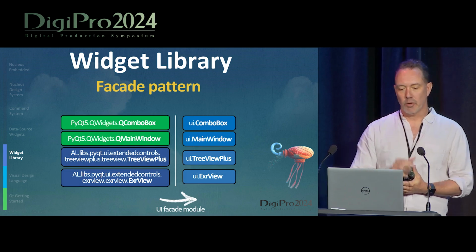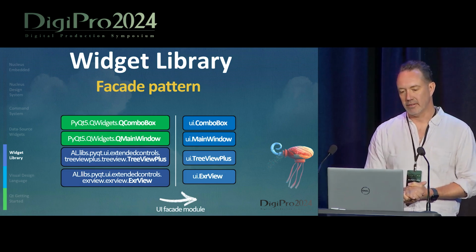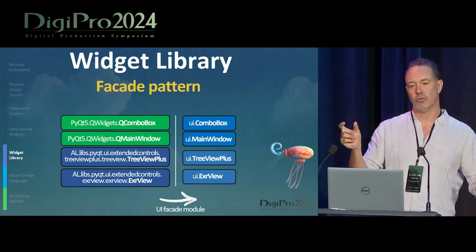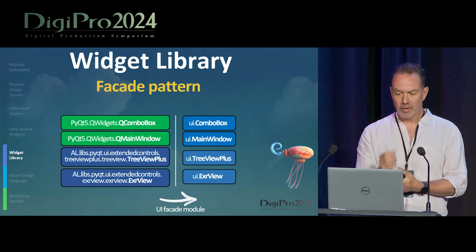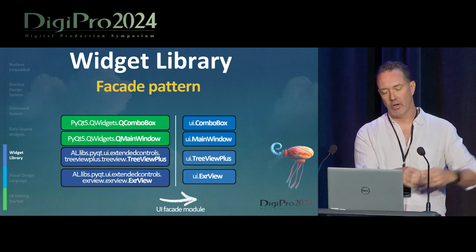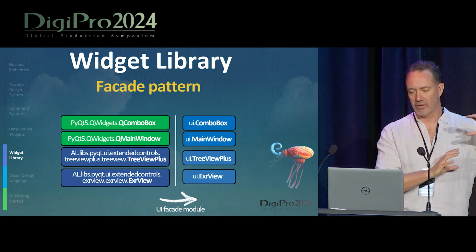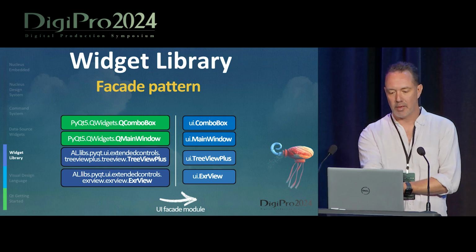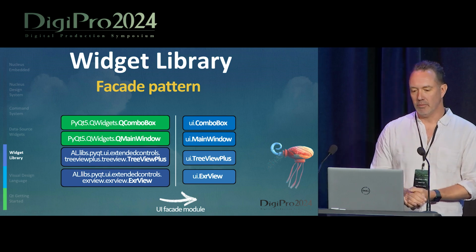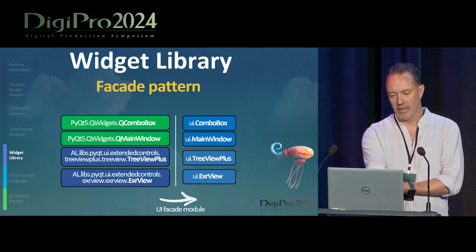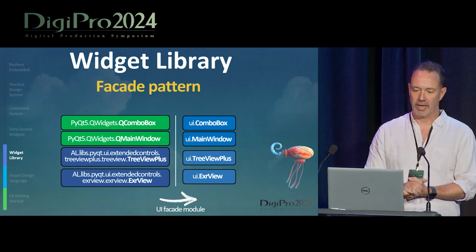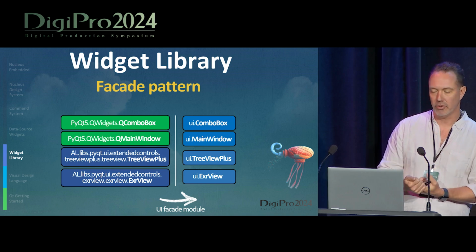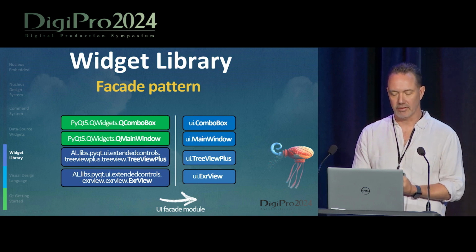A small but useful trick I want to mention is the use of the facade pattern. In Python, you can create modules where you can import from other modules. We created a new UI module, and then we imported all of our standard Q widgets and all of our extended Q widgets into that same UI module. That replaced those difficult to read and use Python paths on the left with a very simple invocation pattern as seen on the right. So UI.combobox, UI.treeView plus, and so forth.